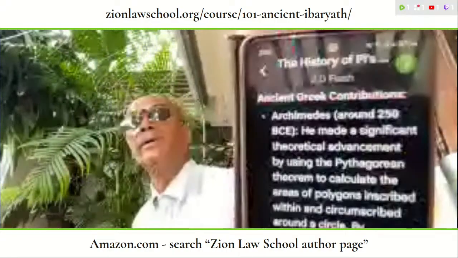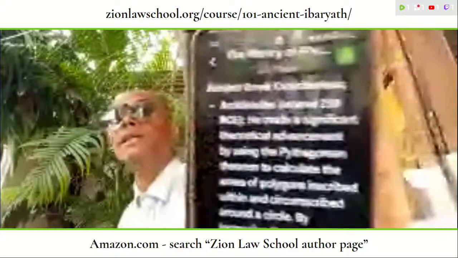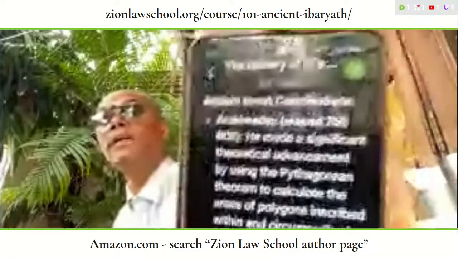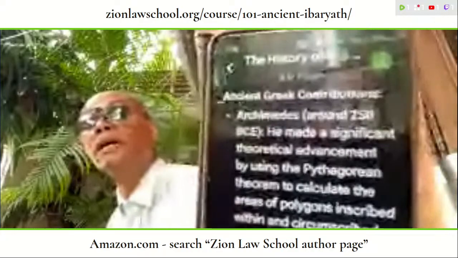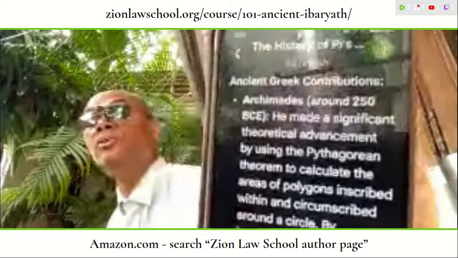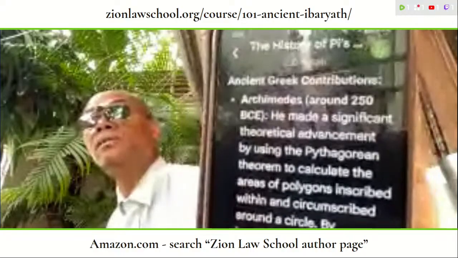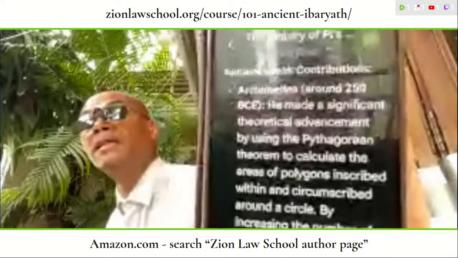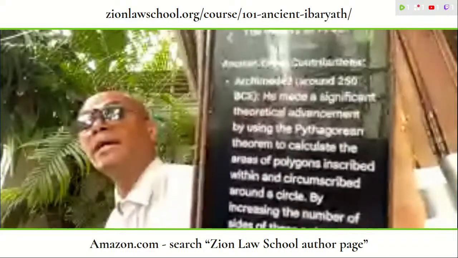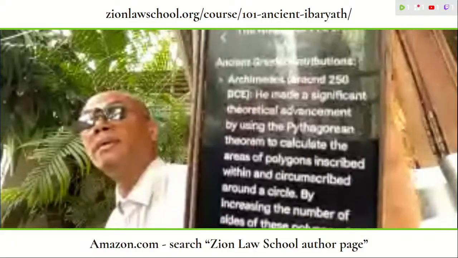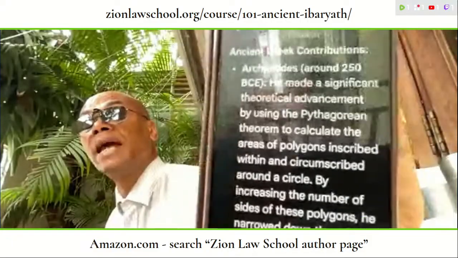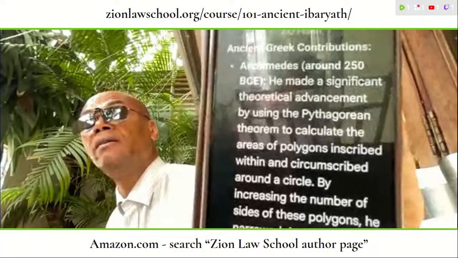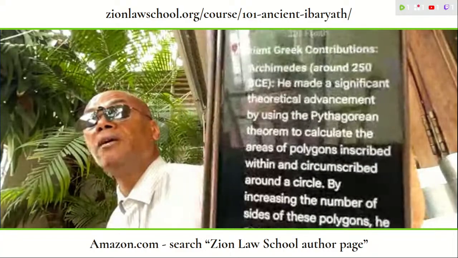Ancient Greek contributions. Here's a whole bunch of BS, right, y'all? Everybody should know that. Archimedes around 250 BCE made a significant theoretical advancement by using the Pythagorean theorem to calculate the area of polygons. Now, y'all, we're going to look at that, okay? Let's see if it's true.